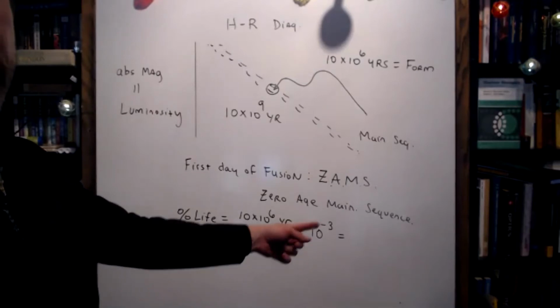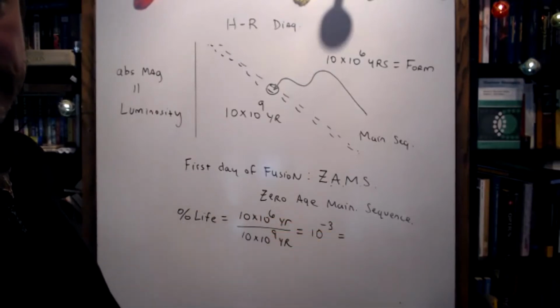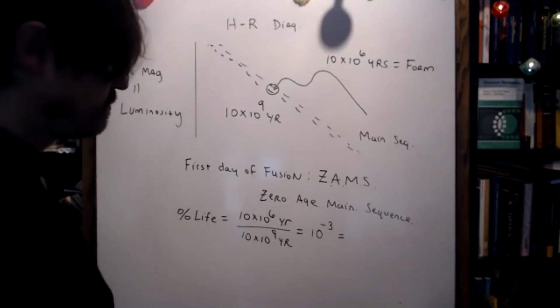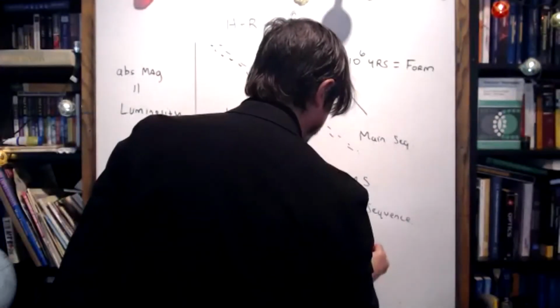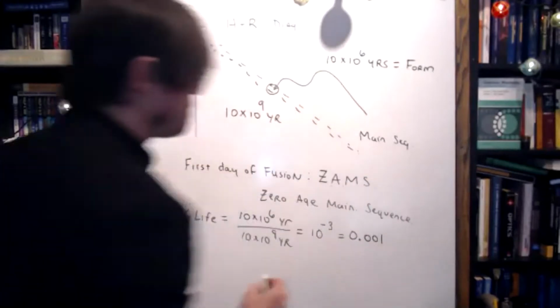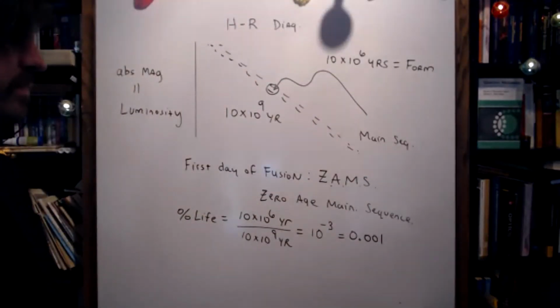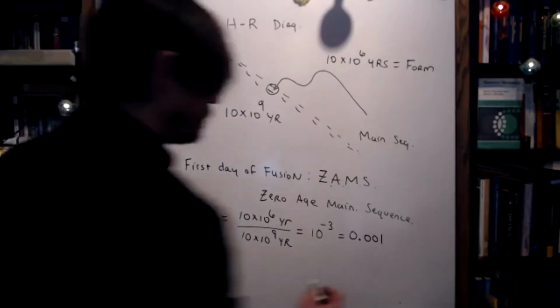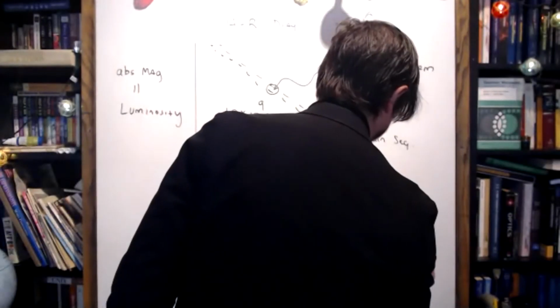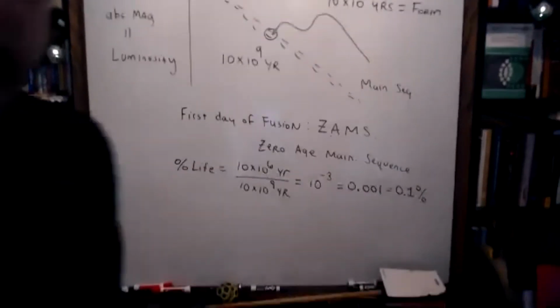Could someone just tell me what that means as a decimal? 0.001. What does that mean as a percentage? 0.1%. Good, a tenth of a percent. A star spends a tenth of a percent of its life forming.